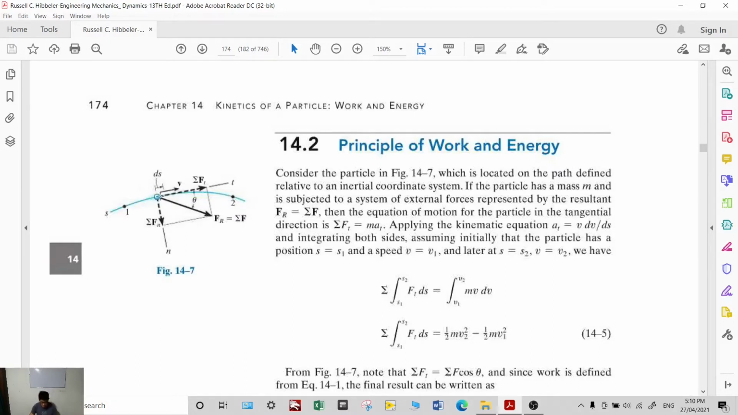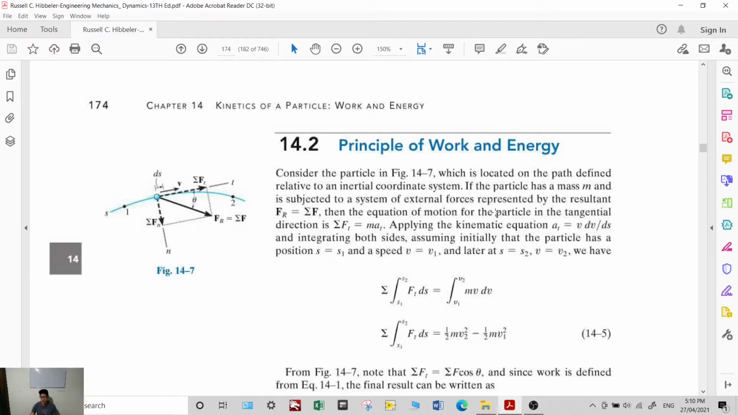We have a particle, and this particle is acted on by force Fr. Now, this Fr is the resultant of all the forces that are acting on the particle. Okay? Since this is a curvilinear path, we use the normal and tangential coordinate system. So along the tangential coordinate system, we have the summation of forces F sub t. Okay, so if we resolve this Fr into tangential and normal coordinates.